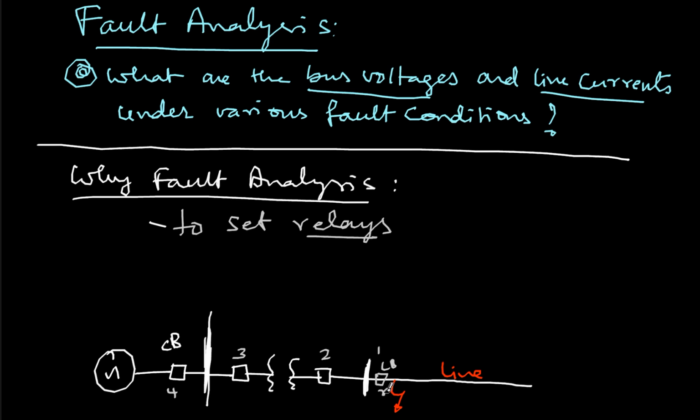Now this relay has picked up the fault current. Of course, the same fault current also flows in this one. So the same fault current will also flow everywhere, right from the generator itself. The fault current will go to the fault. So this is the faulted part.